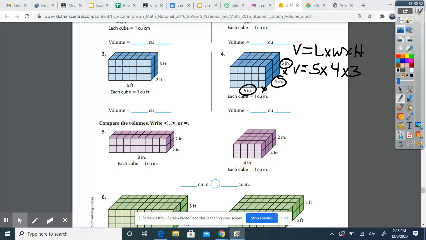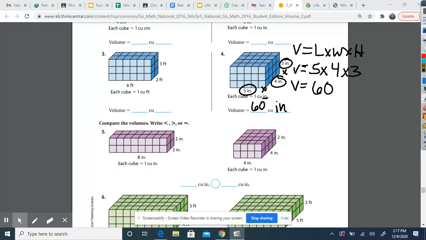Also important to know, our very first problem when we started this video, if I were to count all of these little blocks, even the ones in the middle, I'm going to get the volume. But this way, when I'm multiplying those 3 together, I can get a more accurate number. So 5 times 4 is 20, and then 20 times 3 is 60. So our volume is 60 cubic unit inches.